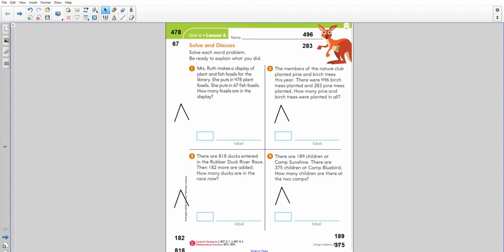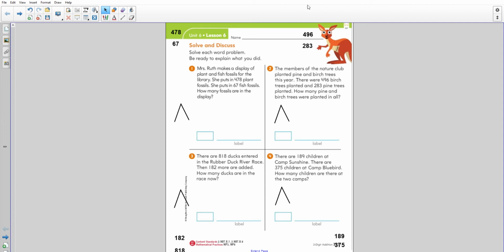Let's take a look at our first one. Our first story problem says, Mrs. Ruth makes a display of plant and fish fossils for the library. She puts in 478 plant fossils. She puts in 67 fish fossils. How many fossils are in the display?